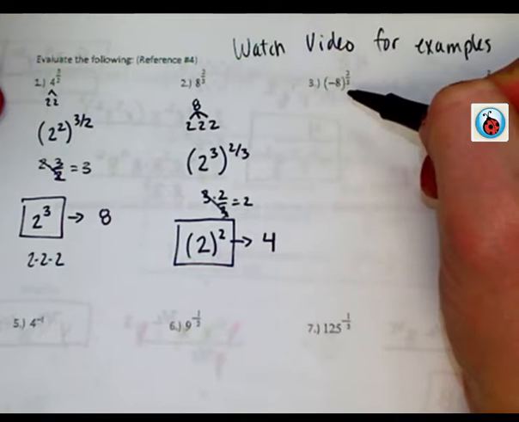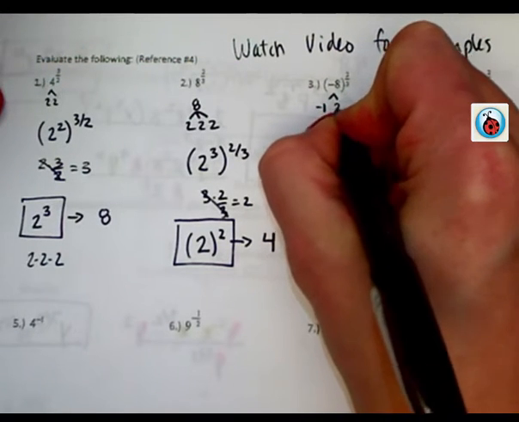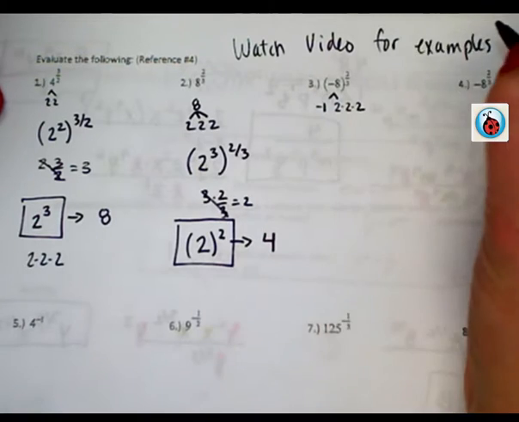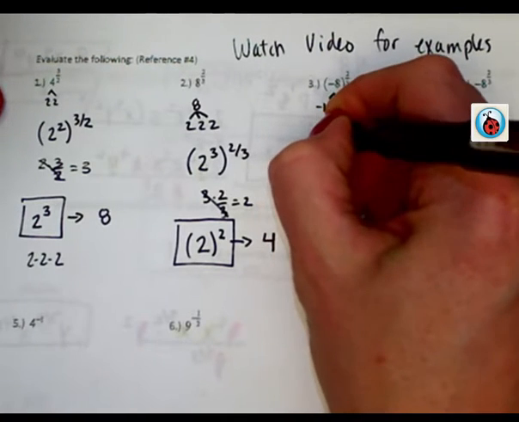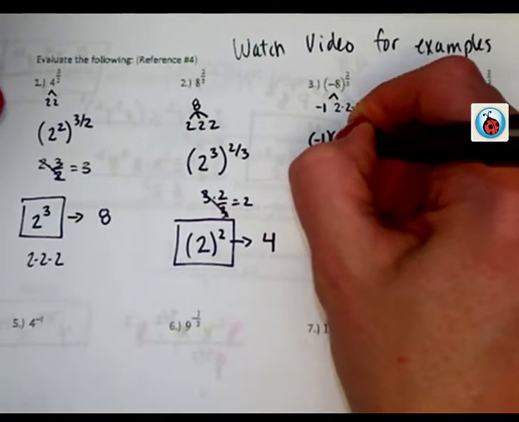Notice here that the negative is included. Okay, so this is going to be -1, 2 times 2 times 2. -1, 2 cubed.